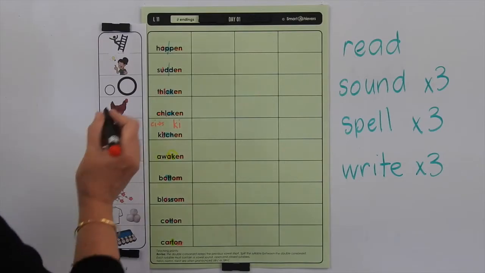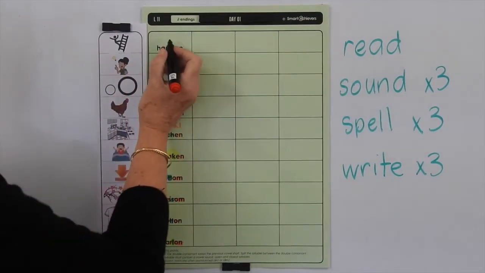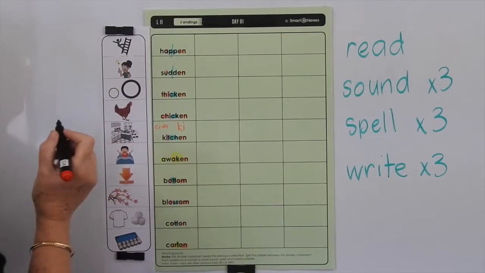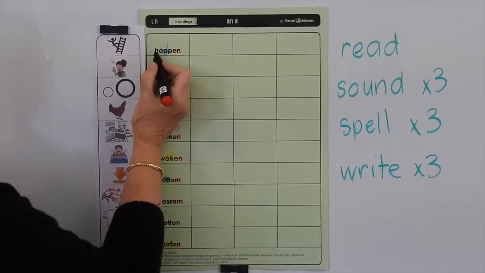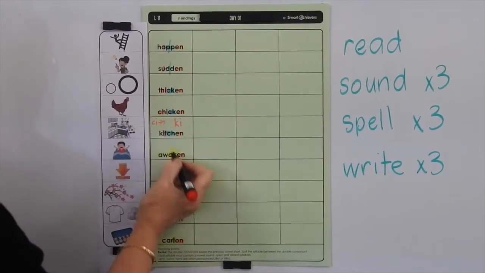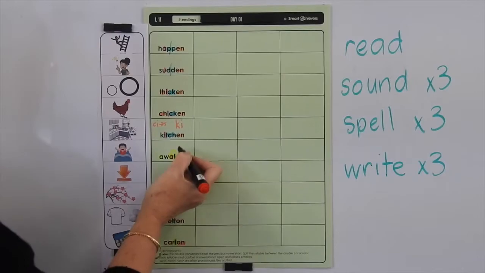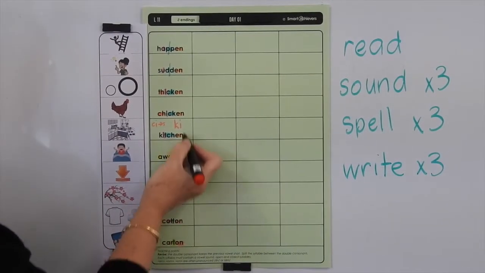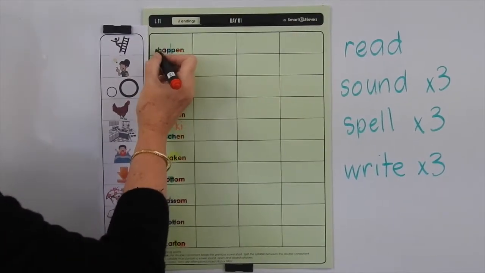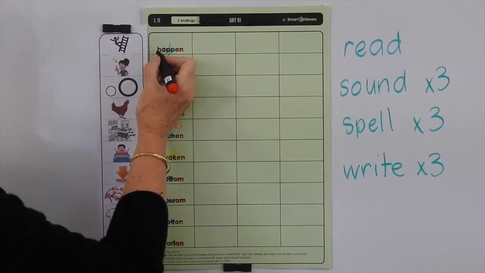Off we go. We've got happen. Once again, because these are more than one syllable words, you're probably best to break them into 2 syllables or however many syllables they have. Yes, we've got 1 3-syllable word. Happen, happen, happen.